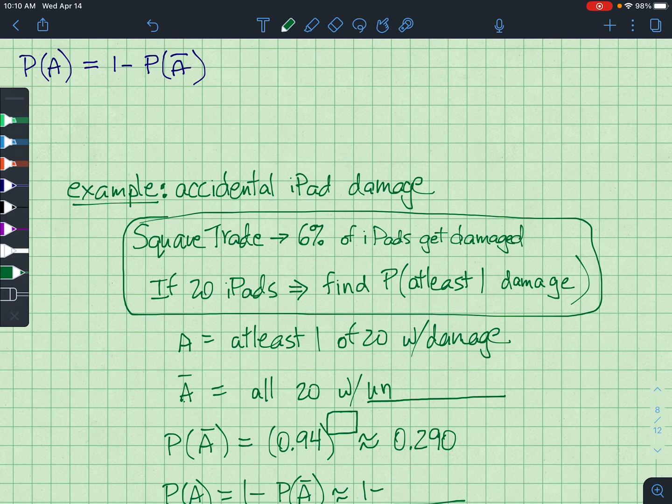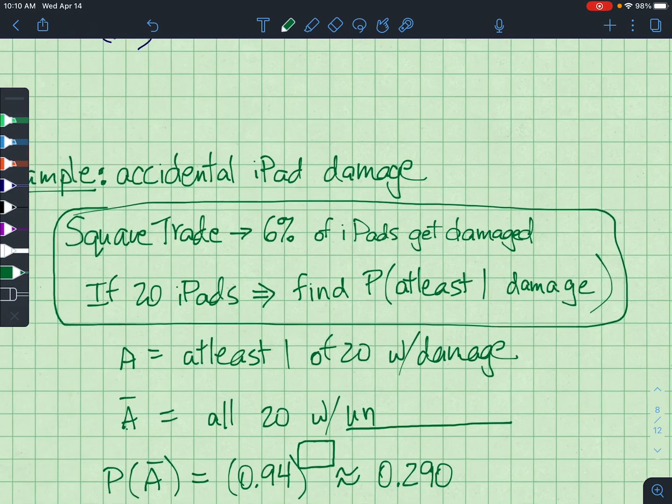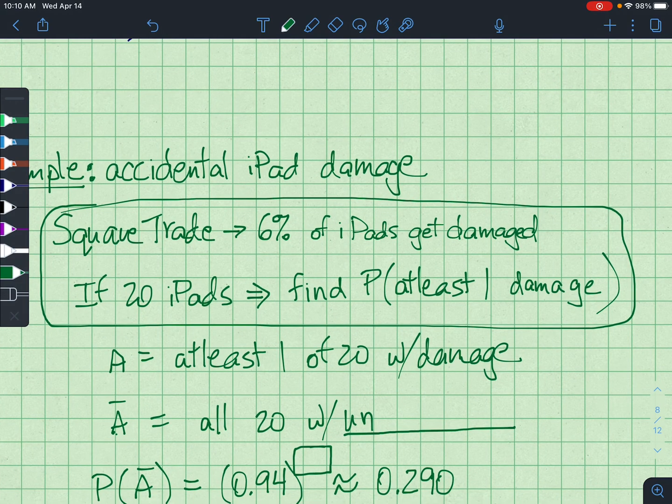Accidental iPad damage is our first example. Square Trade offers you insurance on damage to different electronic devices that you purchase online. They find that 6% of iPads get damaged in the backpack. And so if we have 20 iPads, say we've purchased them for our work or school or whatever, and you're loaning them out, what is the probability that you get at least one that is damaged?